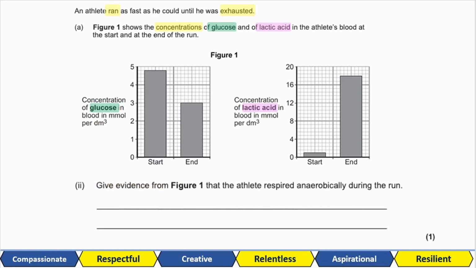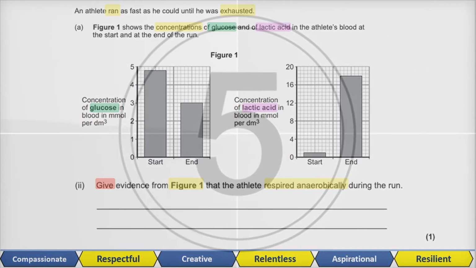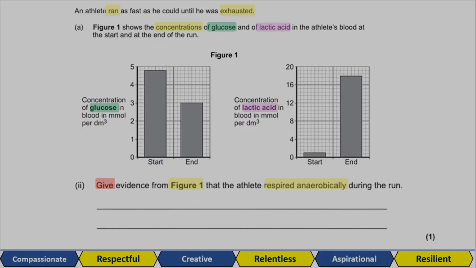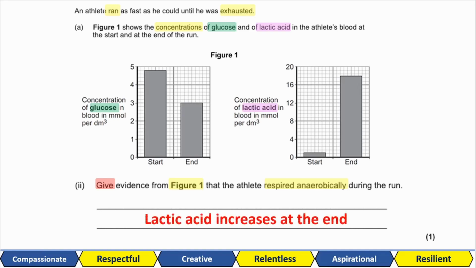The next question says, give evidence from figure 1 that the athlete respired anaerobically during the run. Well, the lactic acid increased in the end. You shouldn't say anything about the glucose being depleted, because that occurs in aerobic and anaerobic respiration. And so the telltale sign of anaerobic respiration in humans will be the buildup of that lactic acid.